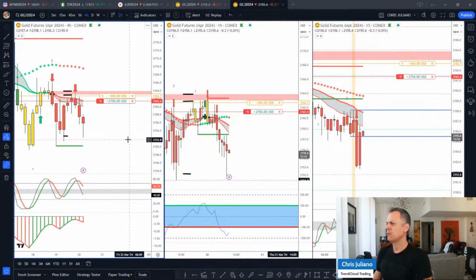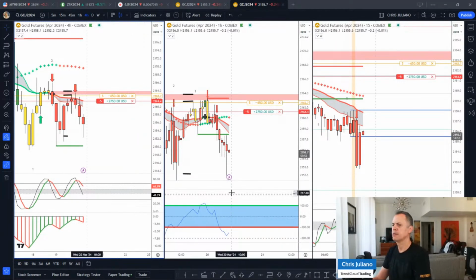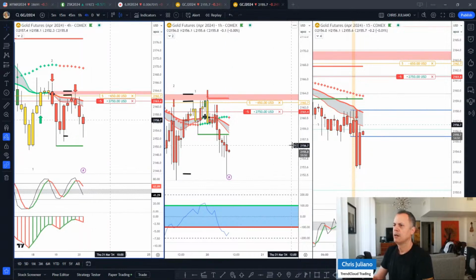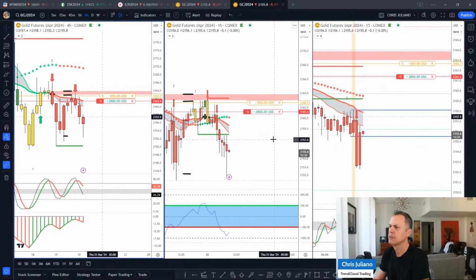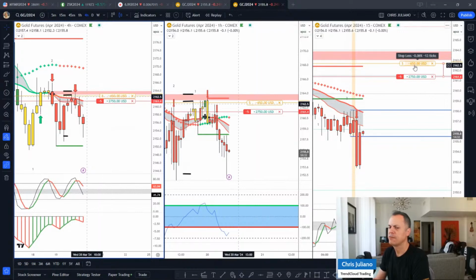Let's go over the gold trade that's going on right now. All right, up a little over $2,700, $2,800. You can see we scaled into this trade here. It's around a $650 risk.